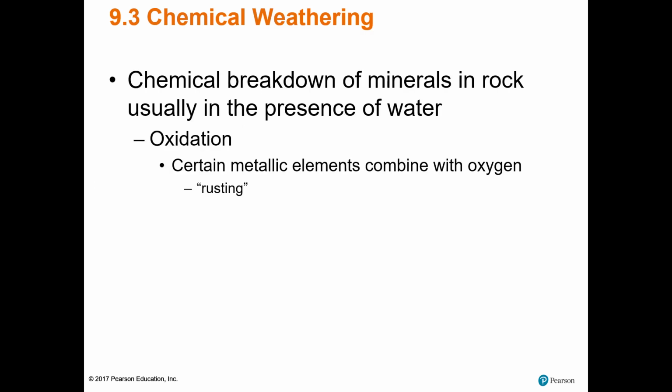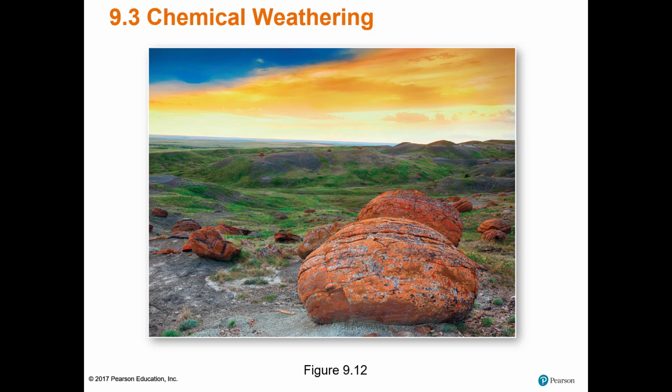Oxidation is when certain metallic elements combine with oxygen. We can commonly see this as rusting, and it does traditionally create that red or rust-colored appearance in rocks and minerals, and a lot of man-made objects are prone to rusting, and we're very familiar with that. We see it in cars and in metal buildings and all different types of metal objects.